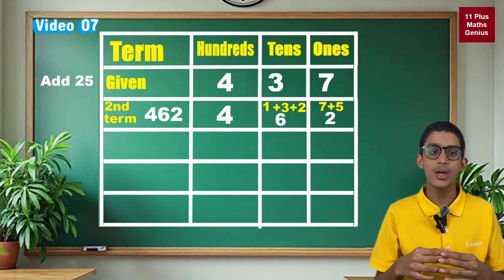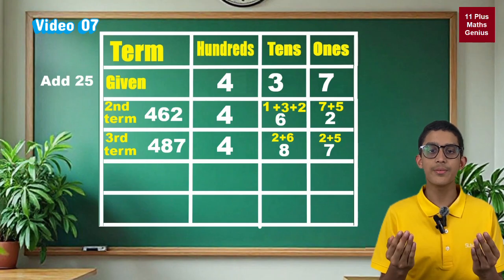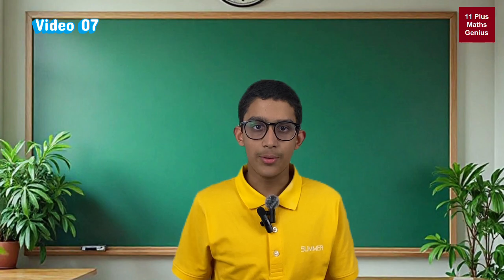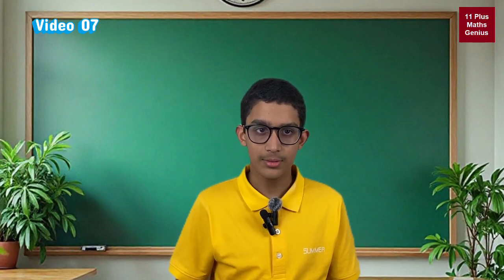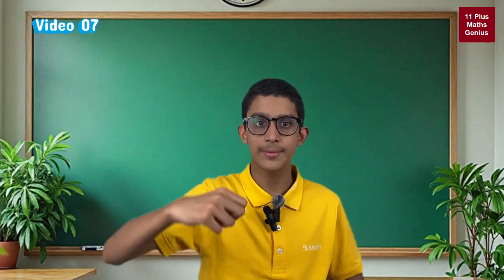Third term. 2 plus 5 is 7 and 6 plus 2 is 8. So the third term is 487. Can you work out the fourth and fifth term in this way? Have a go. If you are struggling, please comment and we will reply with the answers.